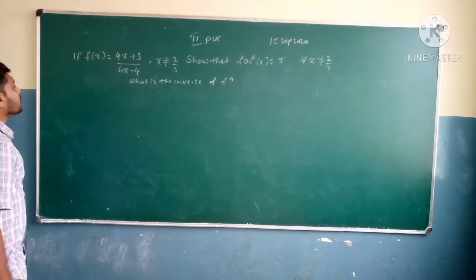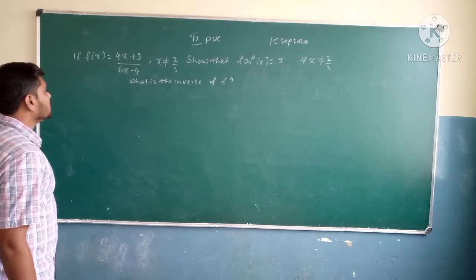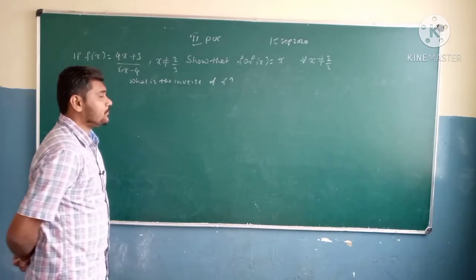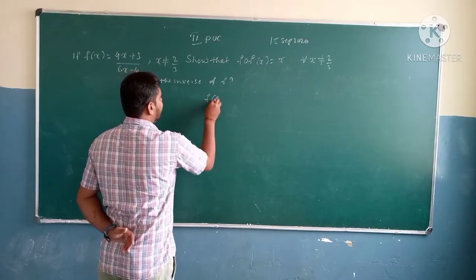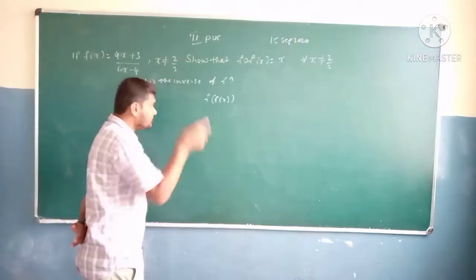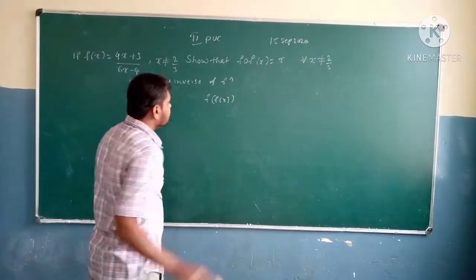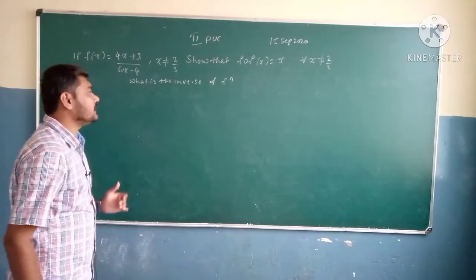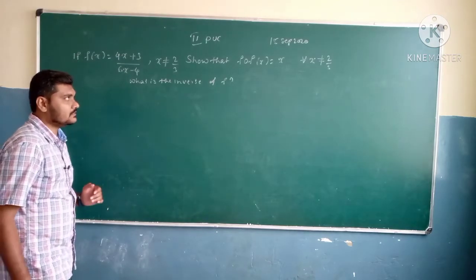So if f(x) is equal to (4x plus 3) divided by (6x minus 4), where x is not equal to 2/3, show that f(f(x)) is equal to x. This means a function f(x) is applied again within f. So we need to show that f(f(x)) is equal to x for all x not equal to 2/3. Then, what is the inverse of f?